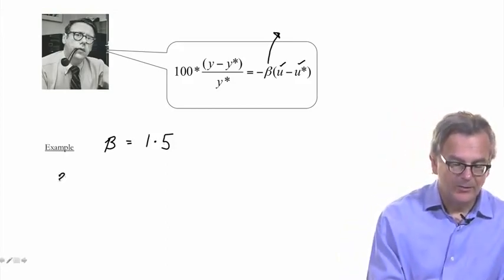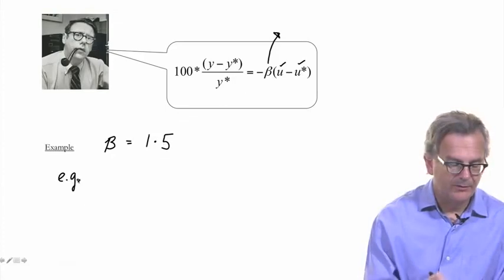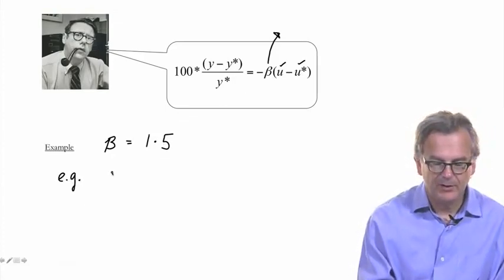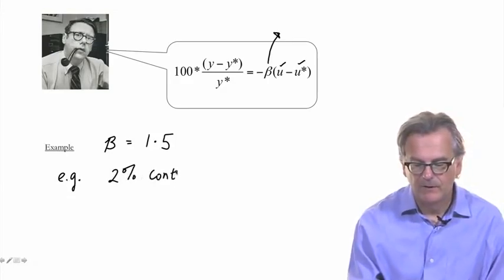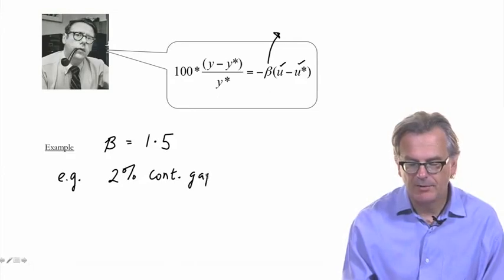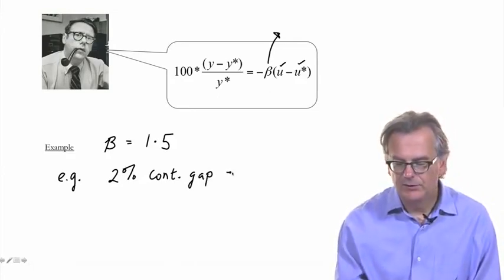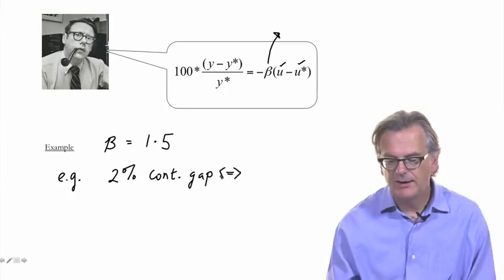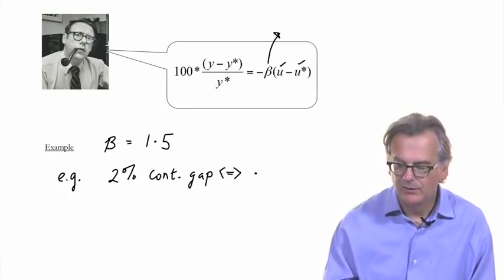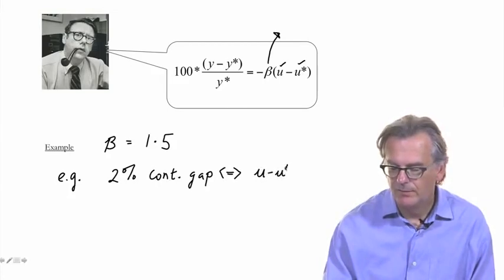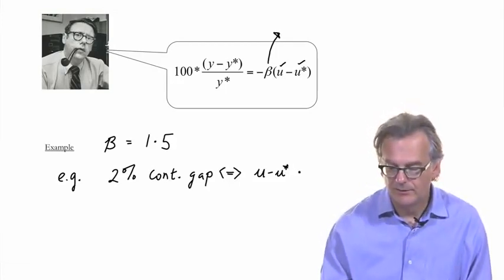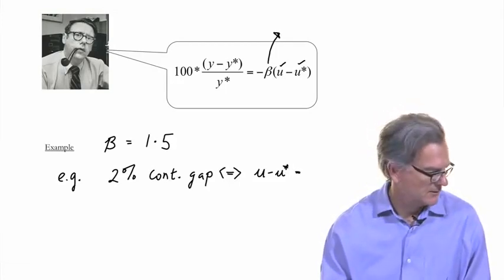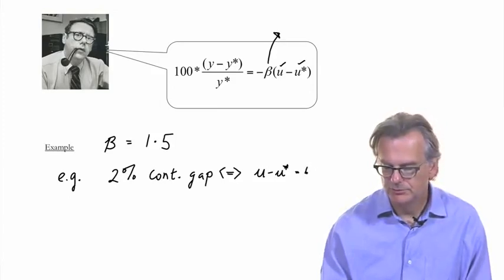Now, just to give you a numerical example of how this might work, suppose you had an economy that was experiencing a 2% contractionary gap. Okun's law tells us that most likely that is going to be associated with cyclical unemployment, a difference between actual unemployment and natural rate unemployment equal to 1.3.